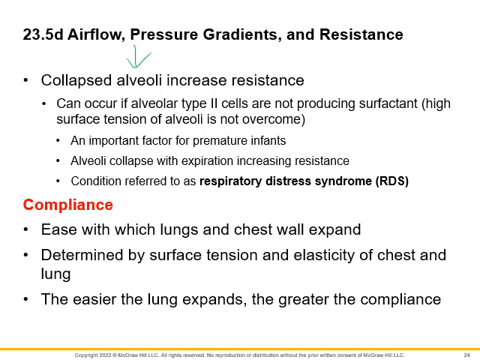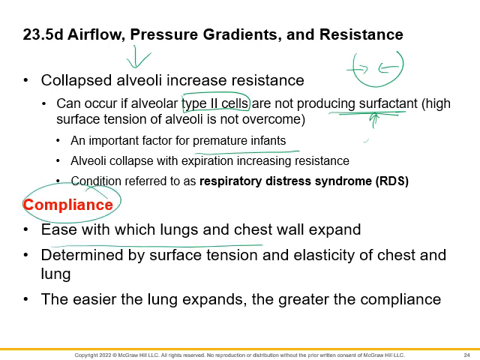The last one here, when we talk about collapsed alveoli increasing resistance. So the type 2 cells are not producing enough surfactant. If they're not producing enough surfactant, then you're going to have the walls of the alveoli coming together. That's going to decrease the amount of airflow, right? So this is important for infants, premature infants. We talked about not producing enough surfactant back in reproduction.